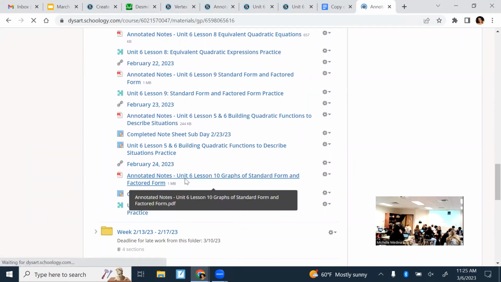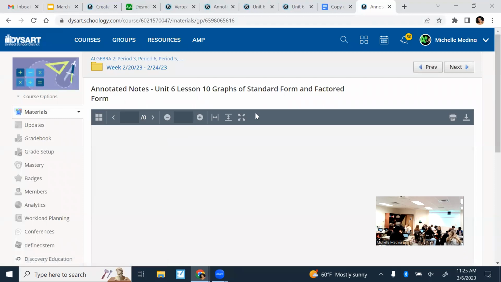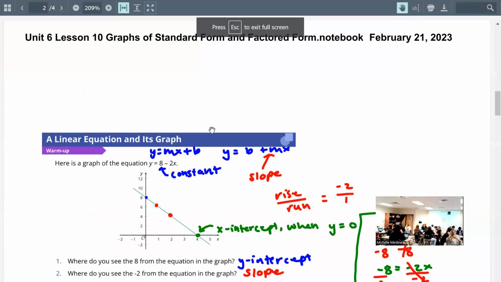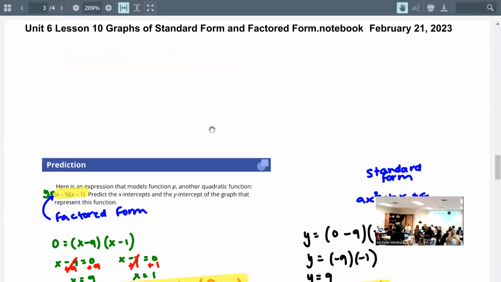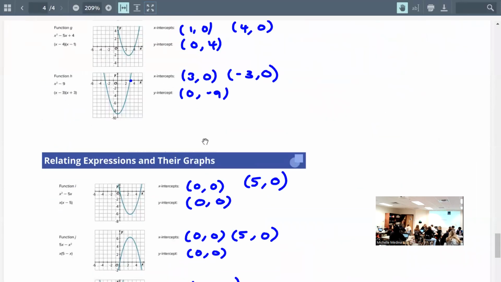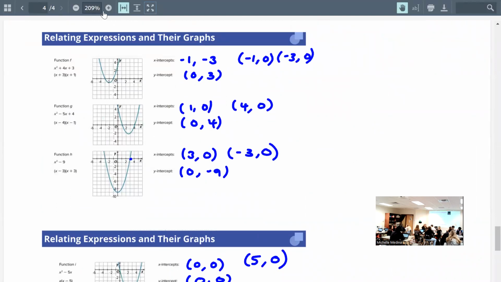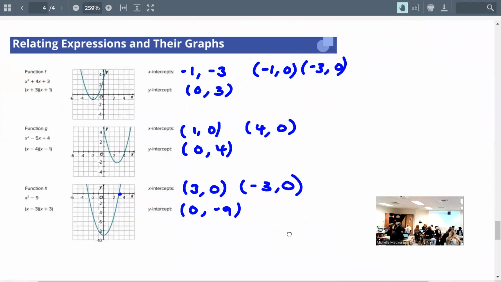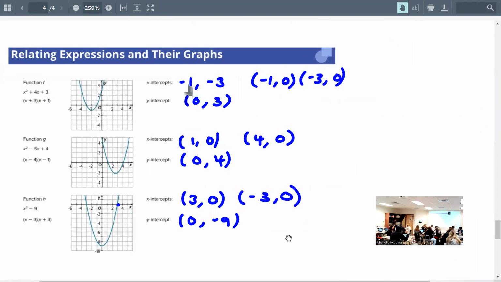Okay, so I'm needing to show you something before I show you how to answer that one. So this is from 6.10. This portion where we talked about the x-intercepts, also known as zeros, also known as roots, they use all those names interchangeably. You can see the equations that go with it to the left.